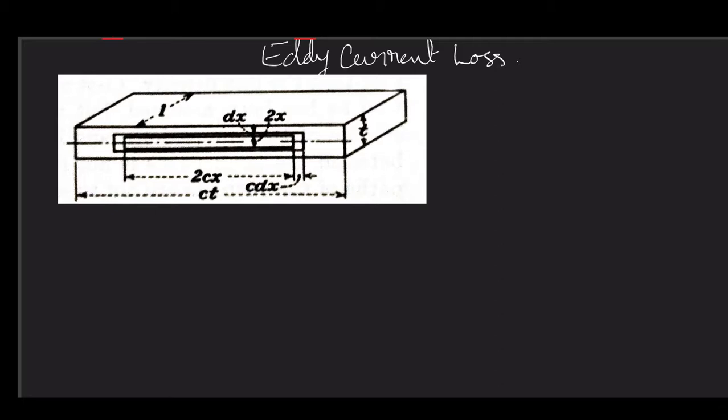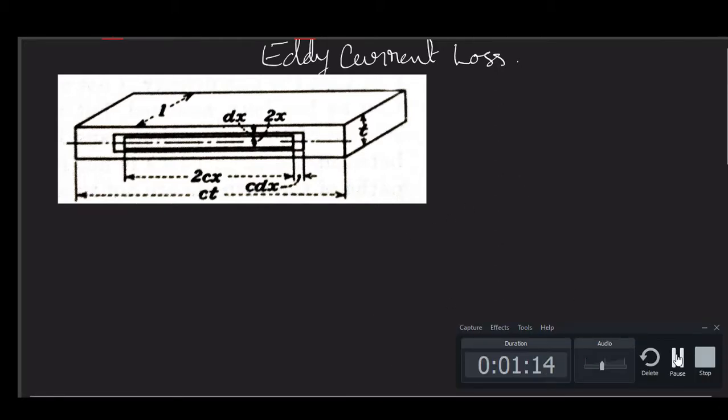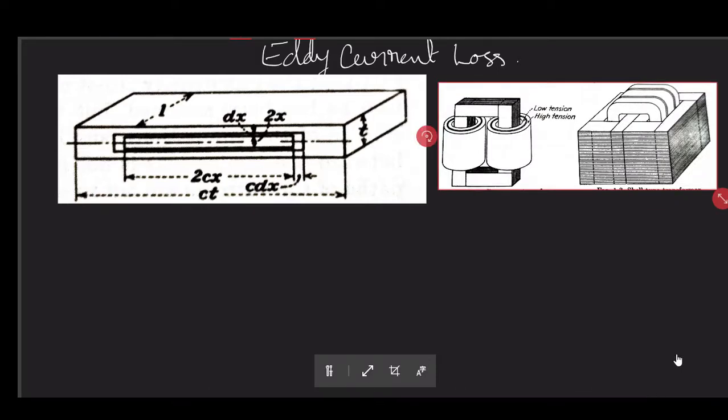This is the cross-sectional area of one lamination, and how we place those and how we laminate our core, we will discuss at some other time. So this is the cross section of one lamination of the core. Just a minute, let me try to show you whether I can. Yes, so we are ready.